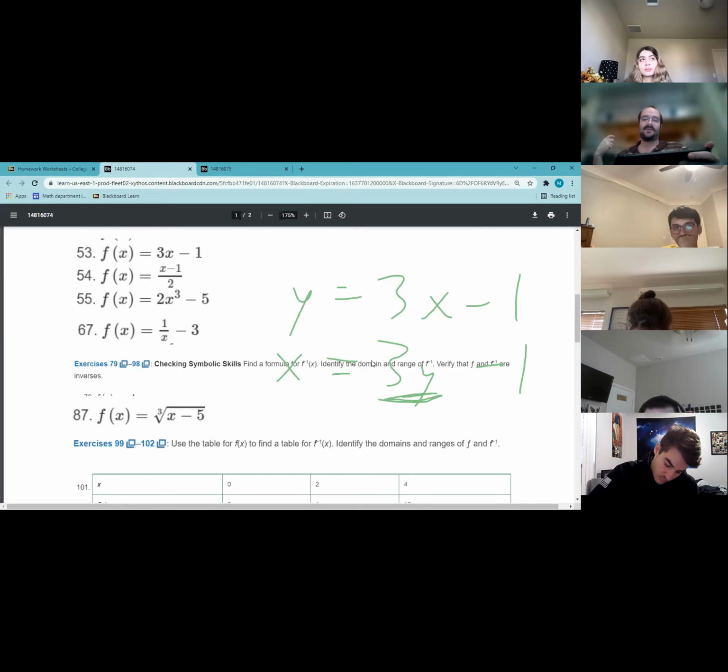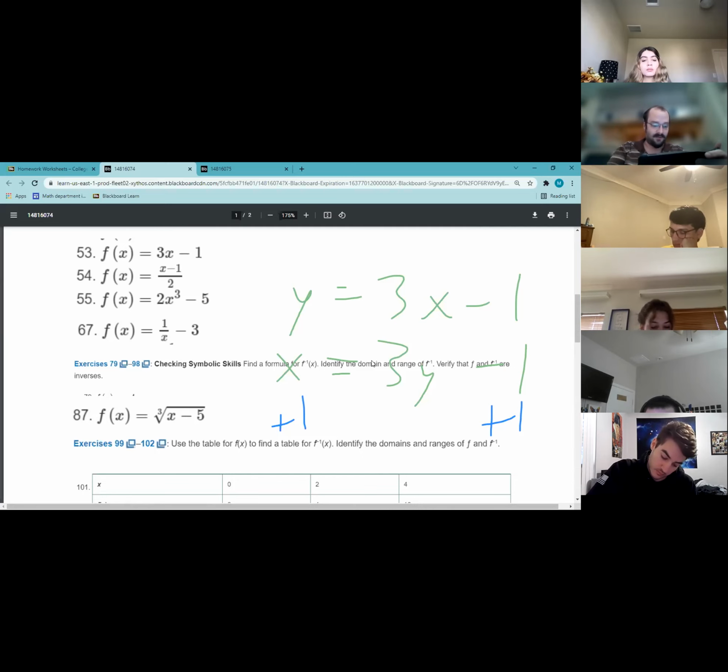So if you were to plug something into y, right, you would multiply it by 3 first, and then you would subtract the 1. So we want to work backwards. The last thing I just said was subtract 1, so you're going to add 1. We want to add 1 to each side. So we're working kind of backwards of what we see there. And so this is x plus 1 equals 3y.